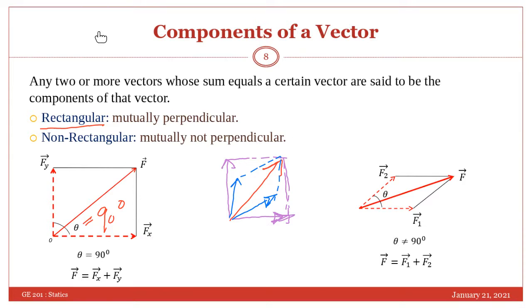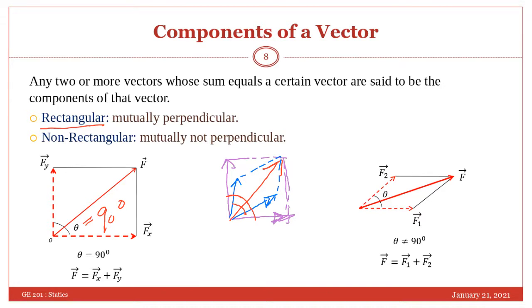But from calculation points of view, handling rectangular components is much easier compared to non-rectangular components. So as far as possible, we try to have rectangular components rather than non-rectangular components. Okay? But there are situations when you will be bound to have non-rectangular components. But as far as it is possible, try to avoid non-rectangular components and take the rectangular components, because that is much easier when you will be doing the analysis of a force system.